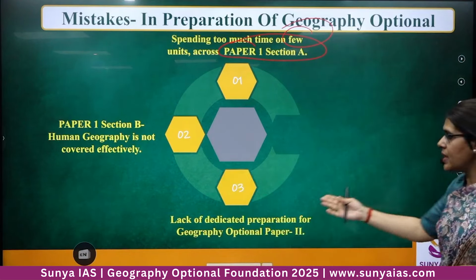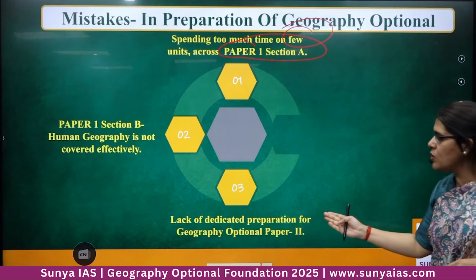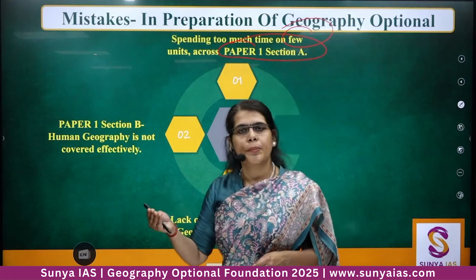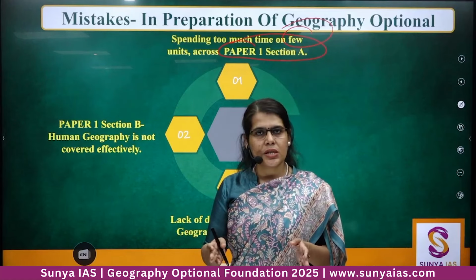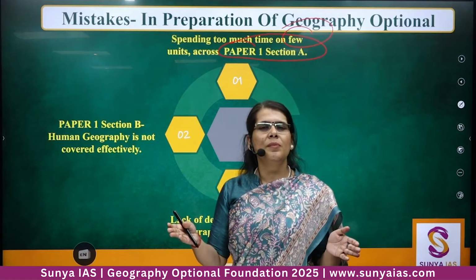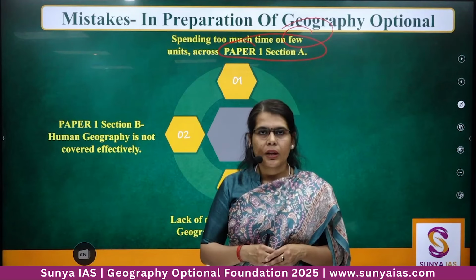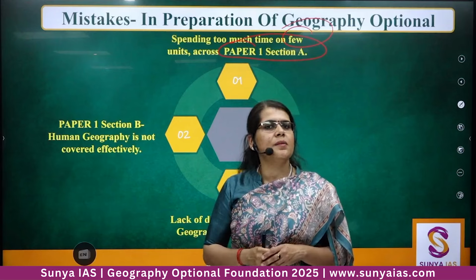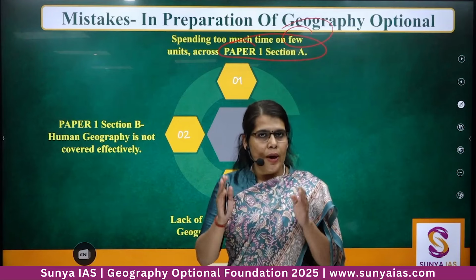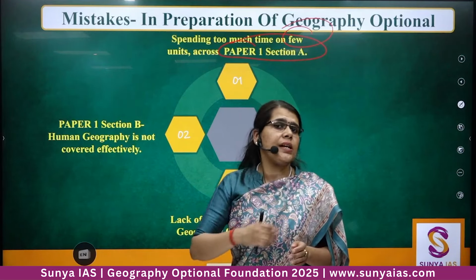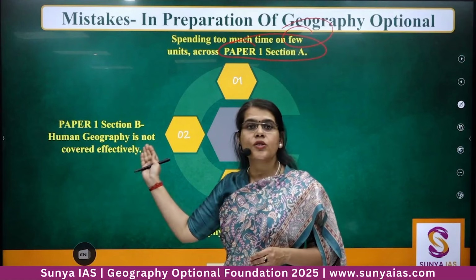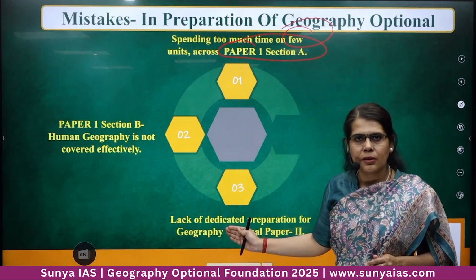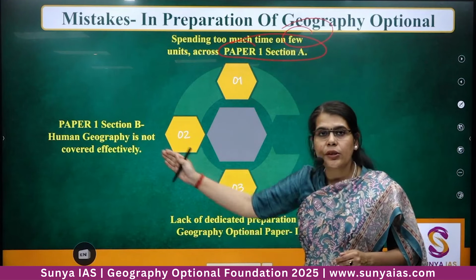Next mistake, that is with respect to lack of dedicated preparation for the geography optional paper 2. Now you take the geography optional paper 2 very lightly. There are some students who are not preparing the geography optional paper 2 at all. Now again there are chances that you will score very few marks in paper 2 in this scenario. So hence the strategy is very clear, that is focus also on human geography, and the topics which have an overlap here, you will be covering them parallelly with the human geography.